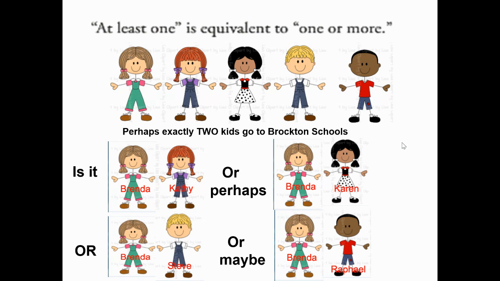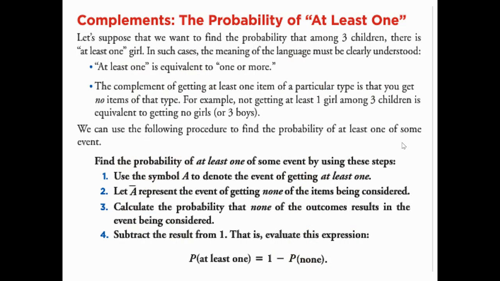See, right now we don't know how to find a probability of exactly 1 or exactly 2 or exactly 3. So to solve this at least one problem, we're going to be making use of the complement rule, because we know the complement of at least 1 is none. None of the 5 kids go wrong. All right, so here's the process here.